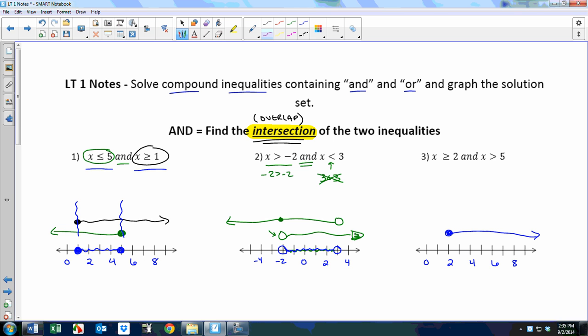Number 3, x is greater than or equal to 2, so solid circle at 2, shade to the right. X is greater than 5, open circle at 5, shade to the right. Where do these two different solution sets overlap or intersect? They overlap starting at 5, but not including 5, and to the right.